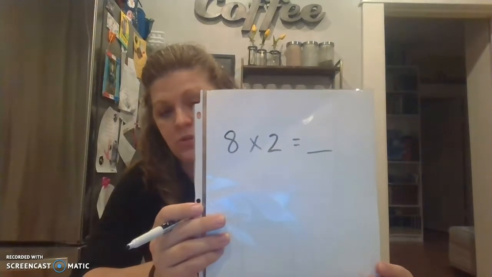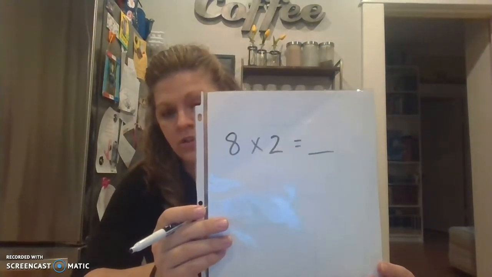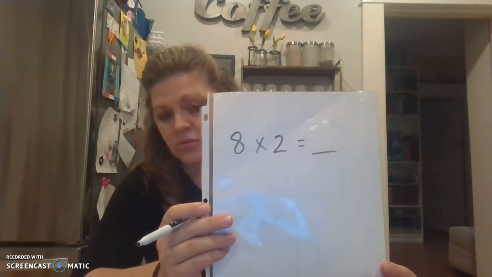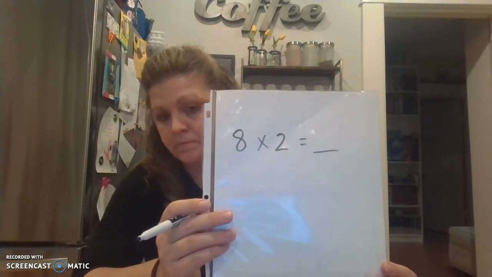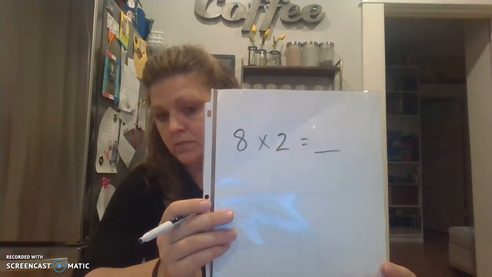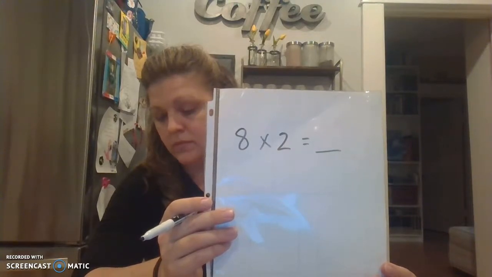Okay, let's try another one, and I want you to use your number chart to help you solve 8 times 2. I want you to use your chart to find 8 times 2. Okay, so as you're doing that, we're going to count. You're going to use our hundreds chart here, and we're going to count by 2s 8 times.